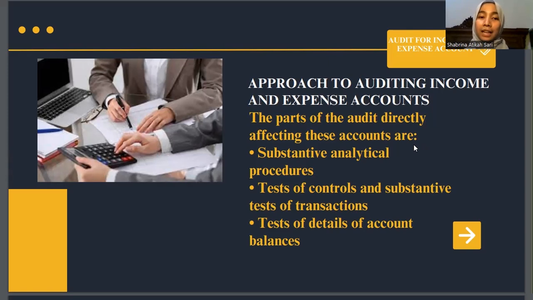Okay, the audit of income and expense accounts is interwoven with the other parts of the audit. Because of the related nature of the different parts of the audit with income and expense account testing, the parts of the audit directly affecting these accounts are: the first one is substantive analytical procedures, next tests of controls and substantive tests of transactions, and the last tests of details of account balances. Our emphasis here is on income and expense accounts directly related to the acquisition and payment cycle.